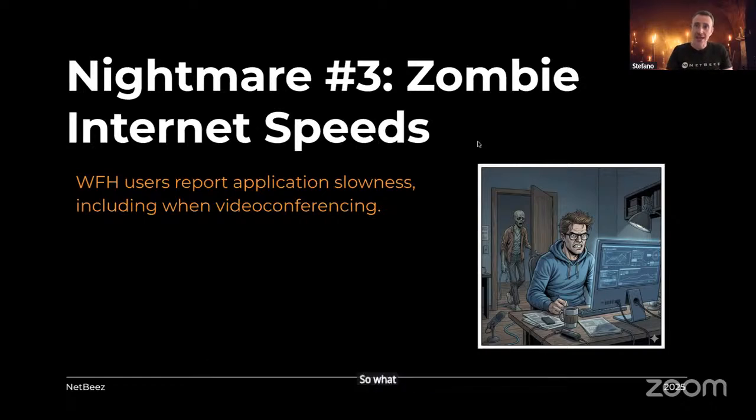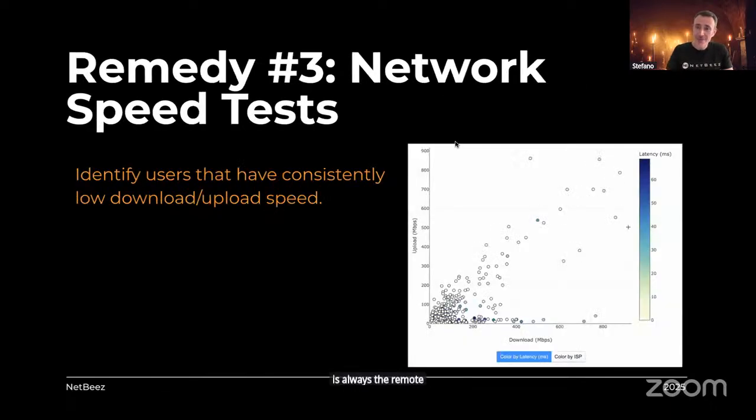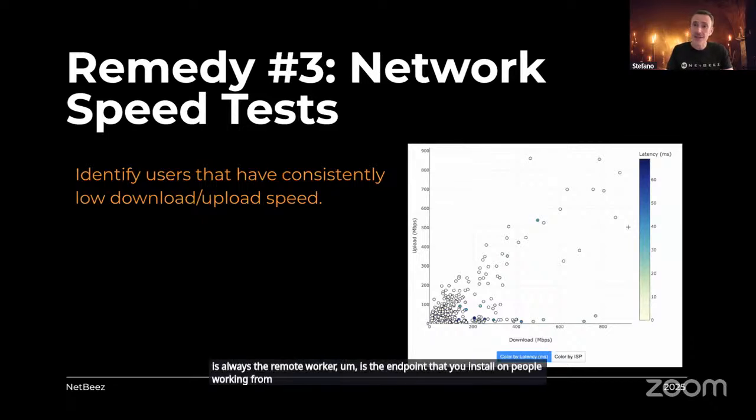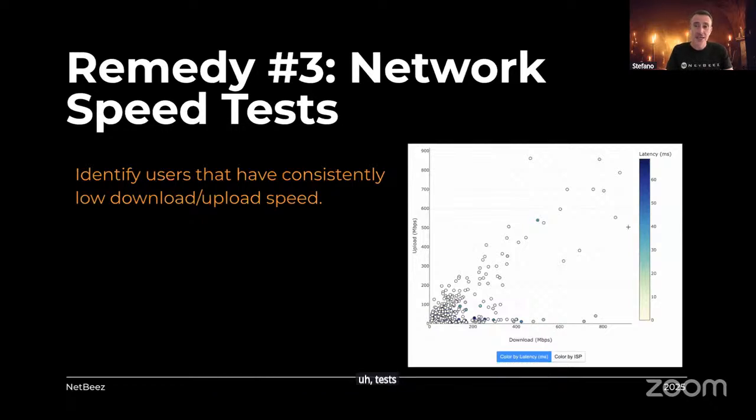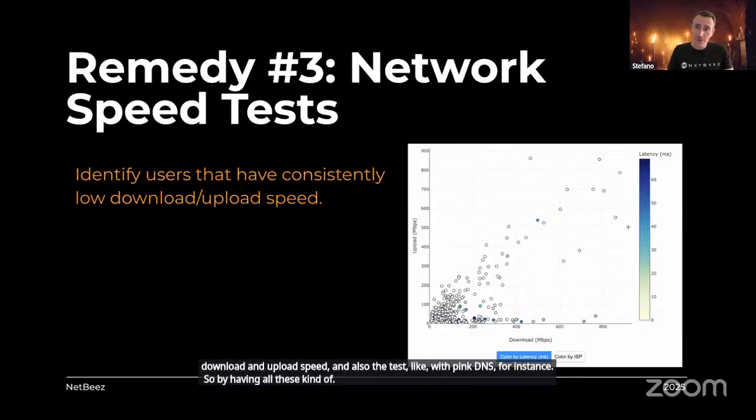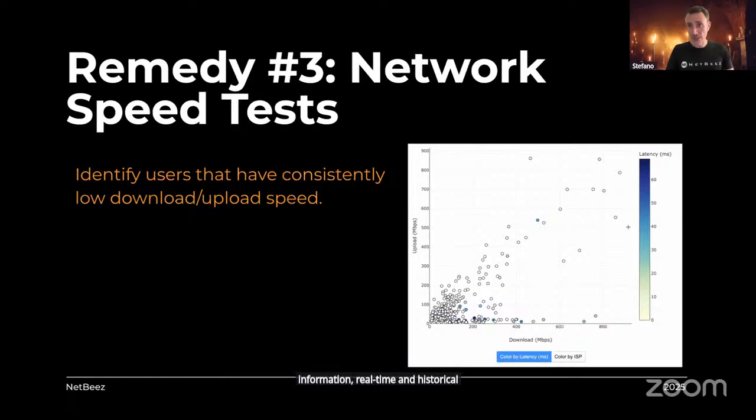So what is the remedy at hand with NetBees? As always, it's the remote worker agent, the endpoint that you install on people working from home. These agents run continuous tests and diagnostics on the Wi-Fi, on the ISP, download and upload speed, and also tests like ping and DNS, for instance. By having all this information, real time and historical, the IT troubleshooter has enough information to figure out if they're dealing with slow internet speed.